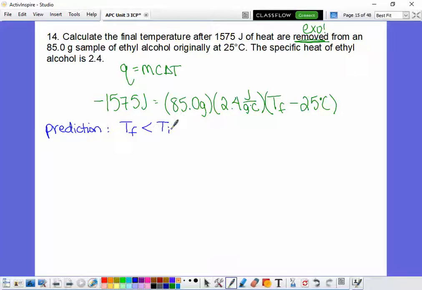So when you're doing the math, if you don't get a smaller number, you've done something wrong. Maybe you just dropped the sign originally. Or maybe you typed something in wrong. You did your algebra incorrectly.